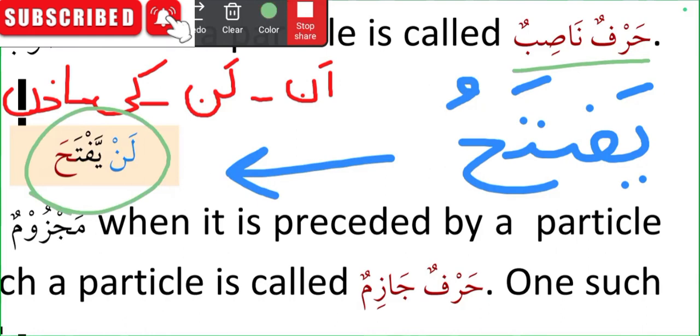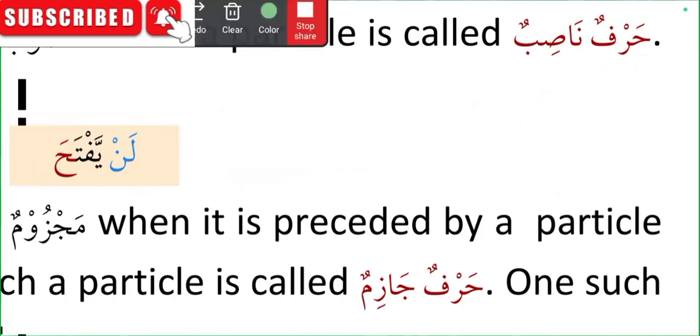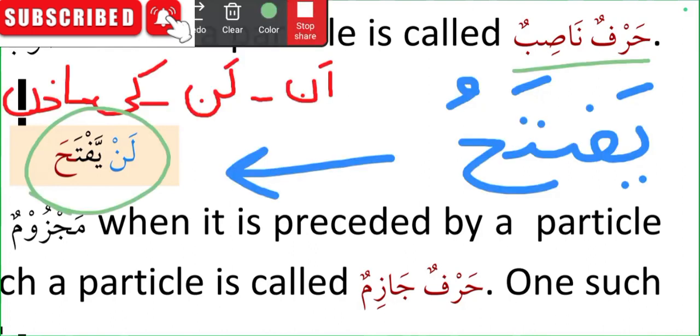So now the first category of Arab, we know that it can be a mansoob, mudare mansoob, or we can say that it has harf nasiba preceding it, which is one of the four letters: an, lan, kai, izan. Want to have a screenshot of this? Please have it. Yaftahu changes to lan yaftaha. Yaftahu means he will open. Lan yaftaha means he will never open. So I cannot say lan yaftahu because it goes wrong in grammar. Lan yaftaha is correct.